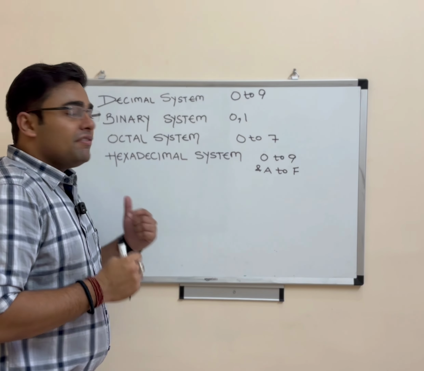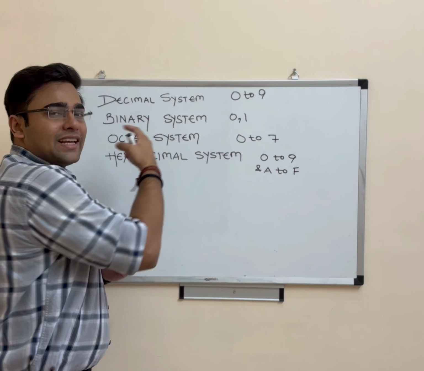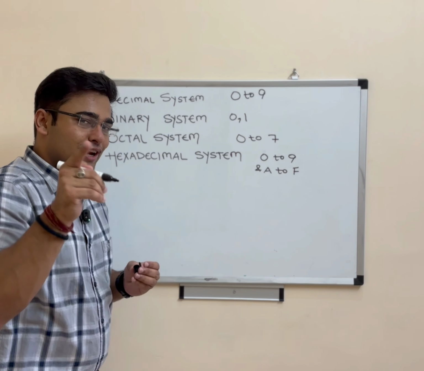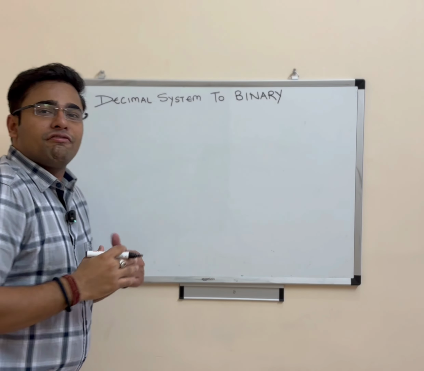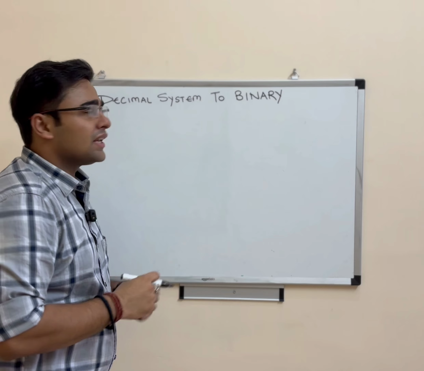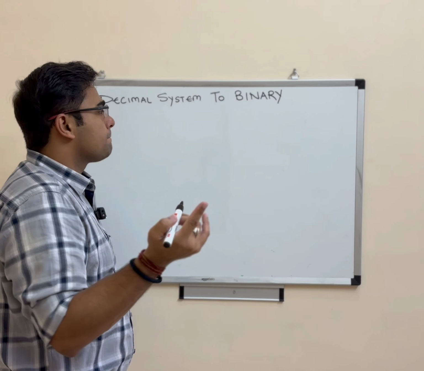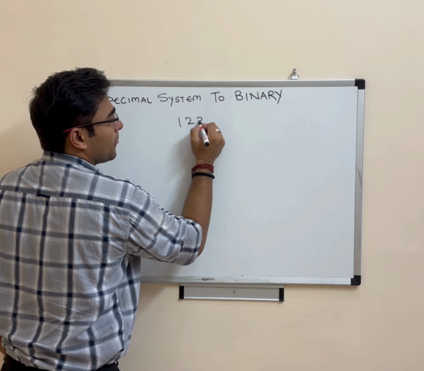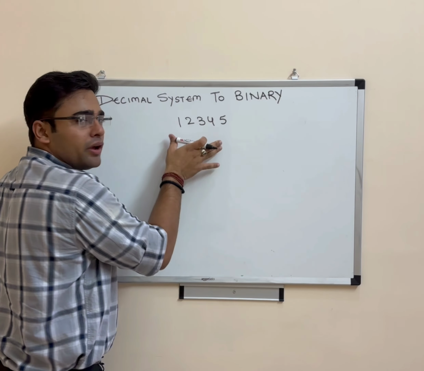So we will now understand how conversion of one number system to another takes place. So stay tuned. Firstly we will understand how decimal system to binary conversion takes place. Let's say you have any number, let's say 12345. Okay, let's say you have this number.